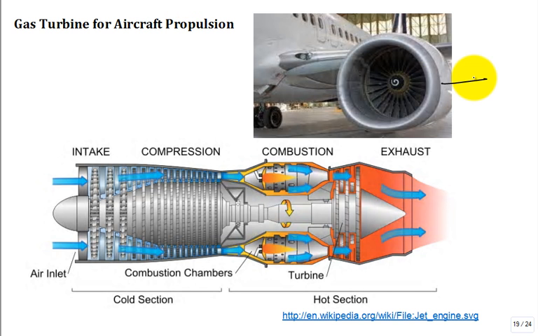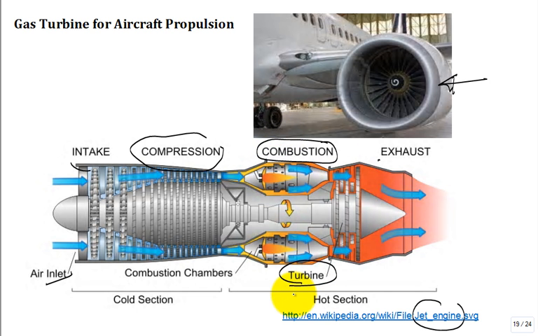True? Now, the components of that engine, here's a cross-section of a jet engine. You have air inlet. You then go through a compressor, right? And then you go through combustor. And then you go through a turbine section. And then exhausting the gases.